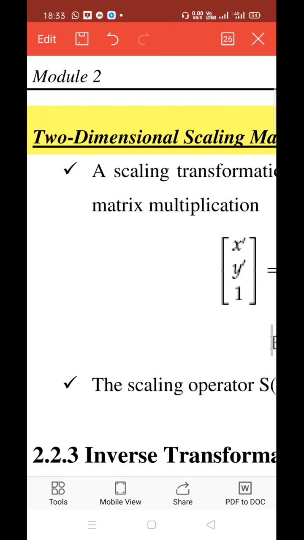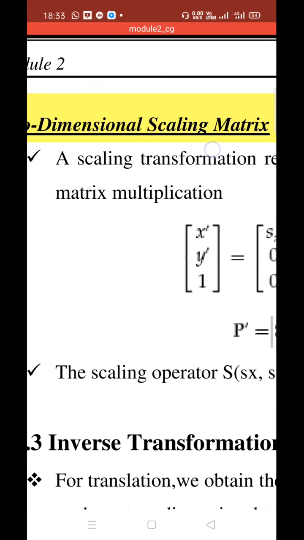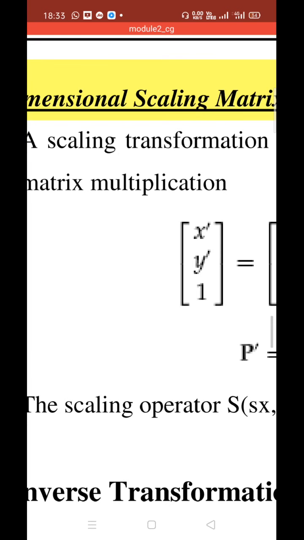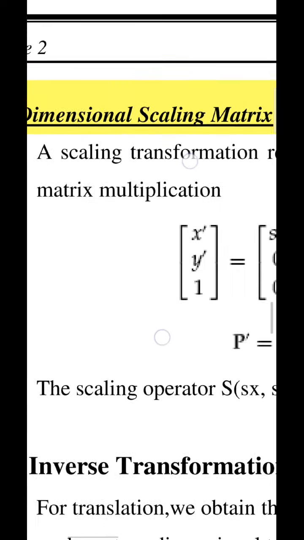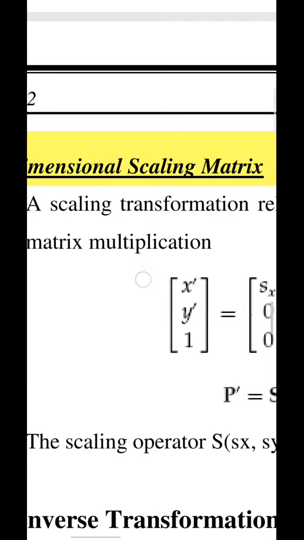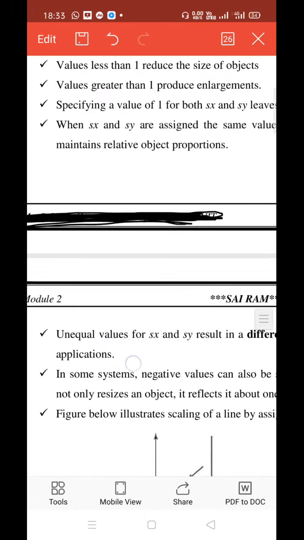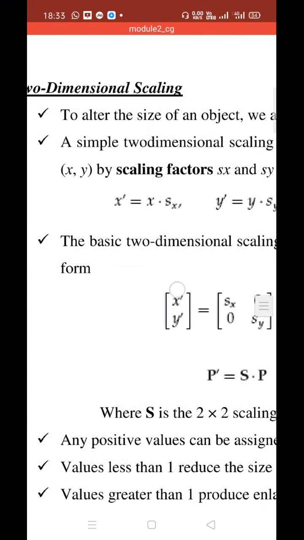Moving on to the next topic, the two-dimensional scaling matrix: how to represent the homogeneous coordinate system matrix representation for two-dimensional scaling. Recall that scaling stands for resizing. Either you can enlarge the size of the existing object, or you can reduce its size. Recall the matrix contents we discussed in the previous video, and go through the formula. So, here we have the scaling matrix as well as the formula.